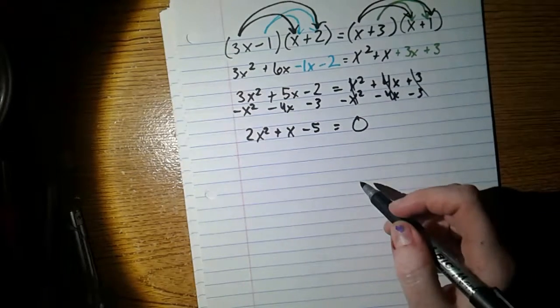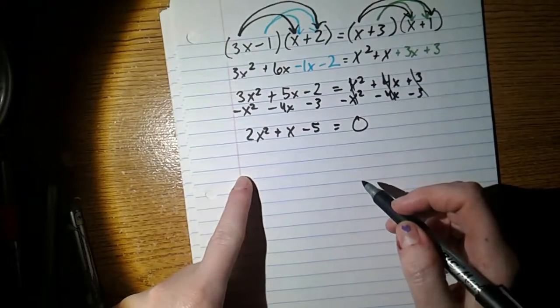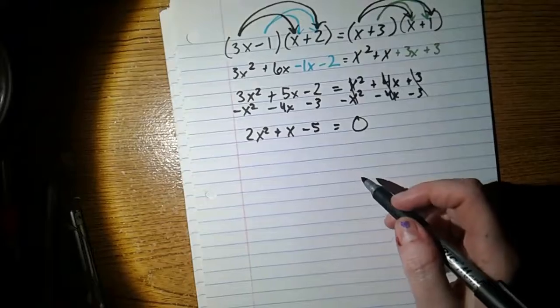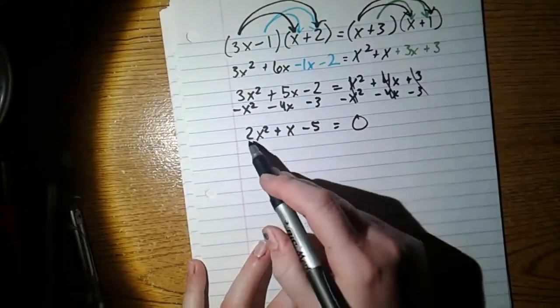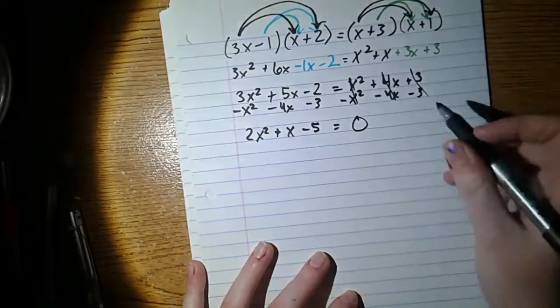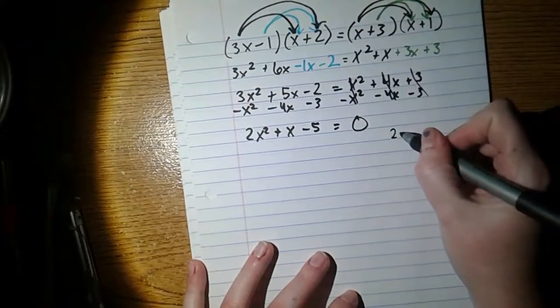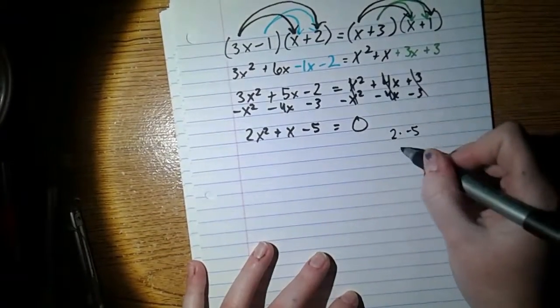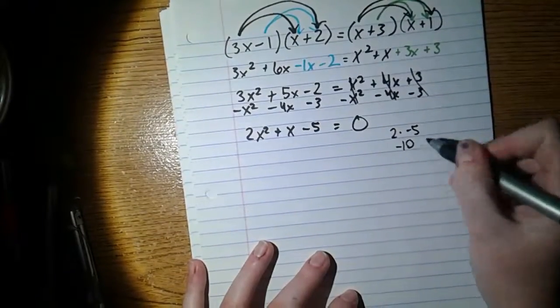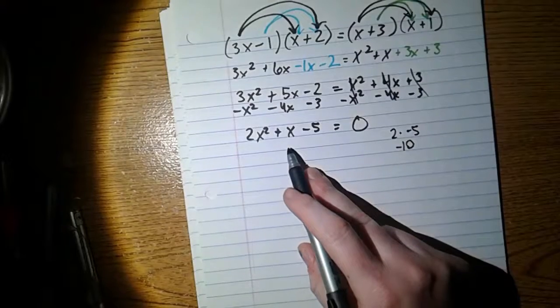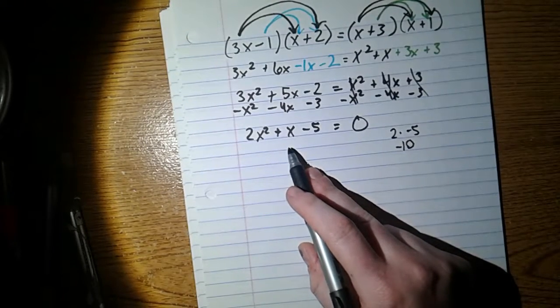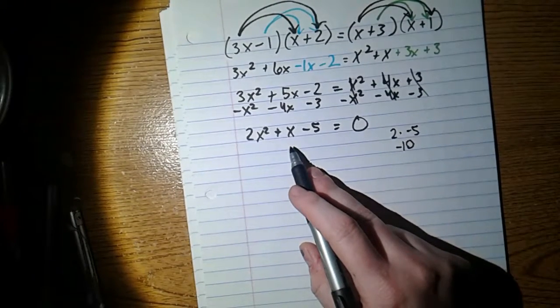Okay, so now that we have this, we've got to solve for x. Let's see. Let's try the AC method. That's where you take this times this. So we've got 2 times negative 5 equals negative 10. What factors of 10? Hold on, I think I did that wrong. Hold on.